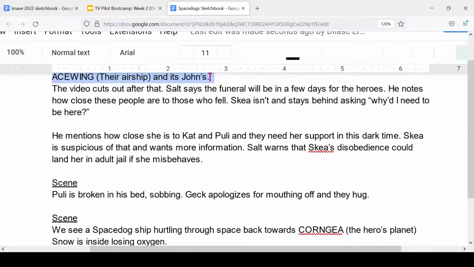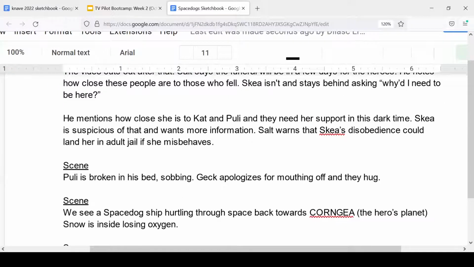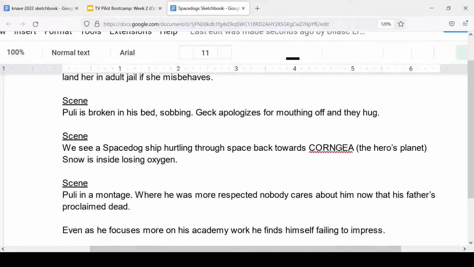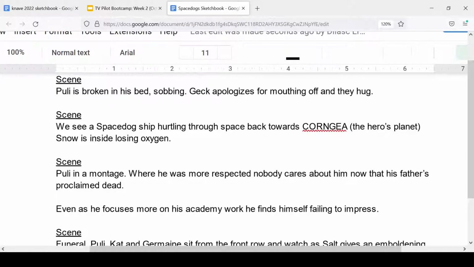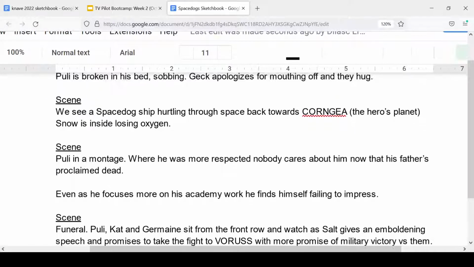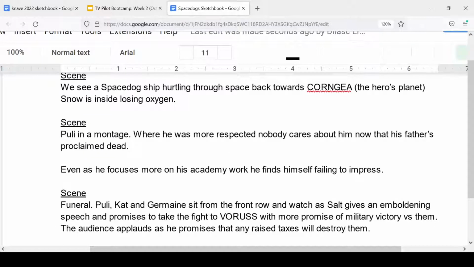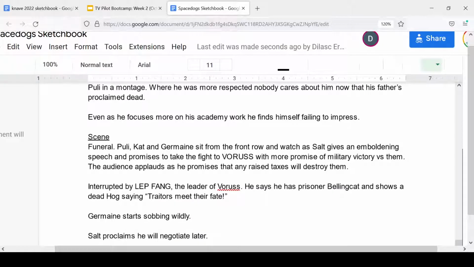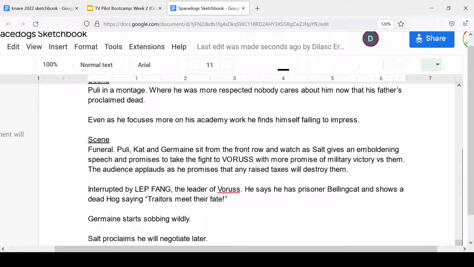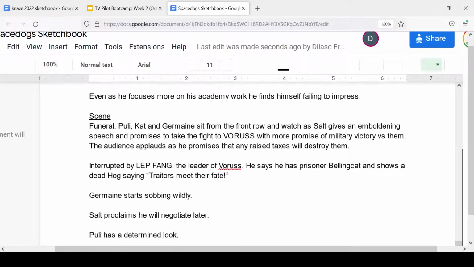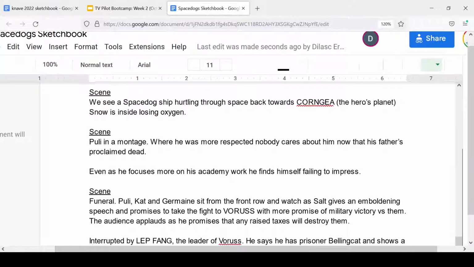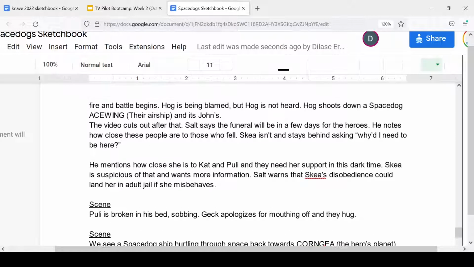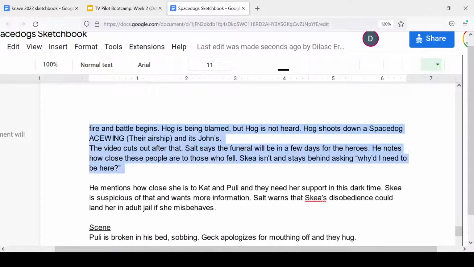Scott says the funeral will be in a few days. He notes how close the people are to those who fell. Okay, so Pulley is sad in bed because some of his friends died in that battle. He makes up with his friend Geck. They see a Space Dog ship hurtling through space towards his planet. And we go into a montage where he was respected and nobody cares about him now that his father's declared dead. Where did that happen? When it got shot down in that video. Is it mentioned in this?